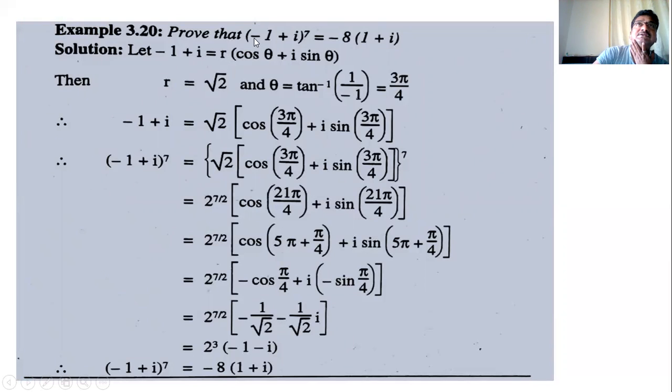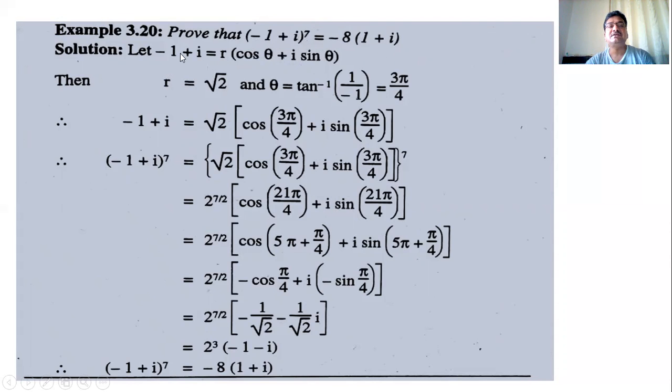The next problem is: prove that minus 1 plus i raised to 7 is minus 8 times bracket 1 plus i. So consider the LHS and show the RHS. Okay, so the LHS is what? Minus 1 plus i raised to 7. Directly, by using the binomial theorem, we can find minus 1 plus i raised to 7, x plus y raised to 7, and we have this answer.